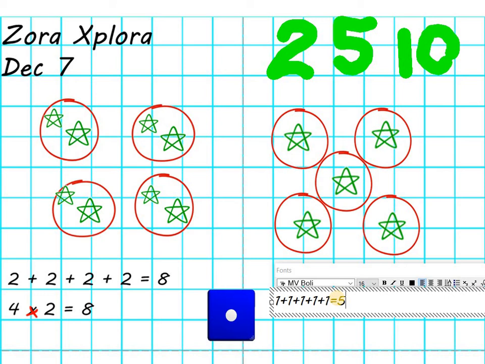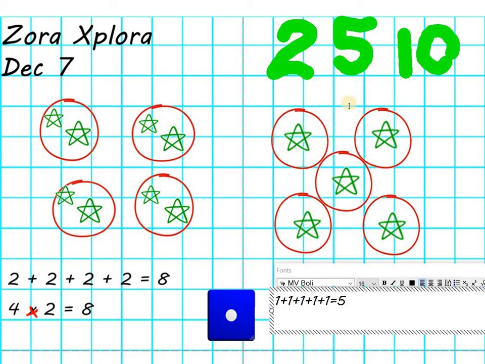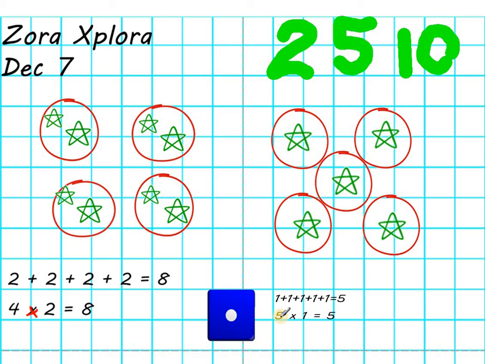Now, if I were to write a multiplication sentence, I see that I have 5 groups. 1 group, 2 groups, 3 groups, 4 groups, 5 groups. Remember that X symbol that was for multiplication? We're going to say 5 groups of 1 equals 5 total. Let's remember what that little x means. It means groups of. 5 groups of 1 equals 5.